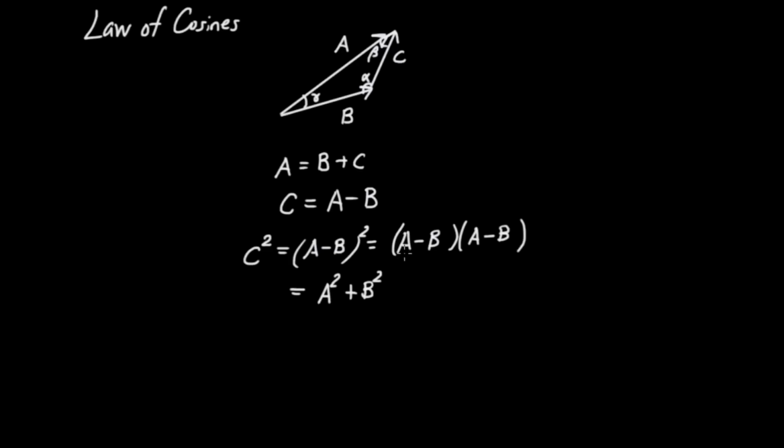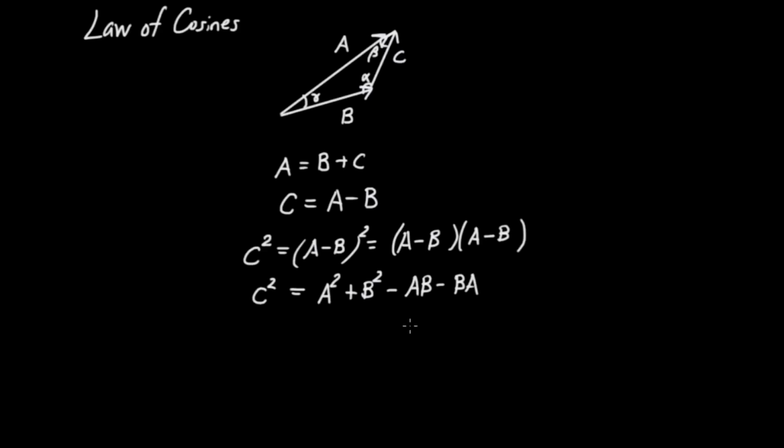Next I'm going to multiply A times minus B to give me minus AB. And lastly I have minus B times A, so I have minus BA. And I remind you that the geometric product doesn't commute, so that's why I had to be careful with the AB and BA. I can't just swap them as I'd like. And that's still equal to C squared.